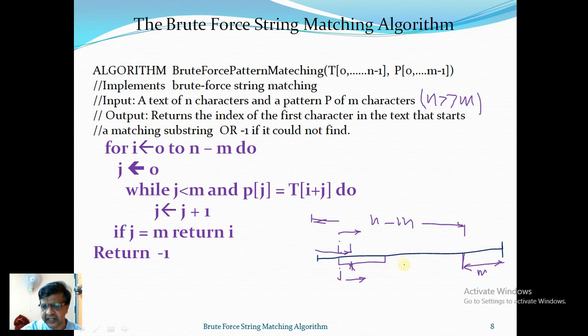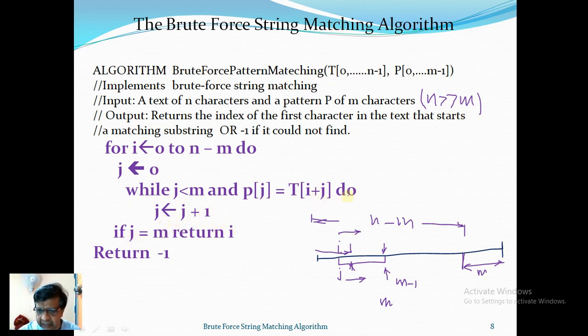Let us say it is found. j will have reached this particular position, that is m minus 1. So this condition becomes true, and p of j equal to t of i plus j is over here; t of i plus j is over here. Both of them satisfy. Now j will become j plus 1, so m minus 1 will become m if the pattern is found. It will be thrown out of the loop because j is not less than m, j equals m. Therefore this incrementation will never happen.